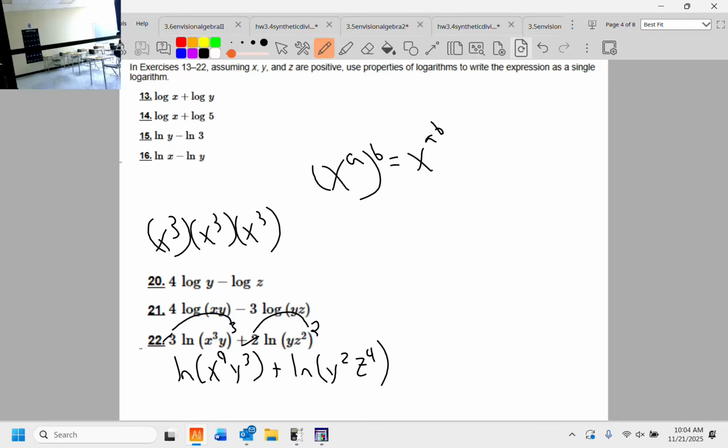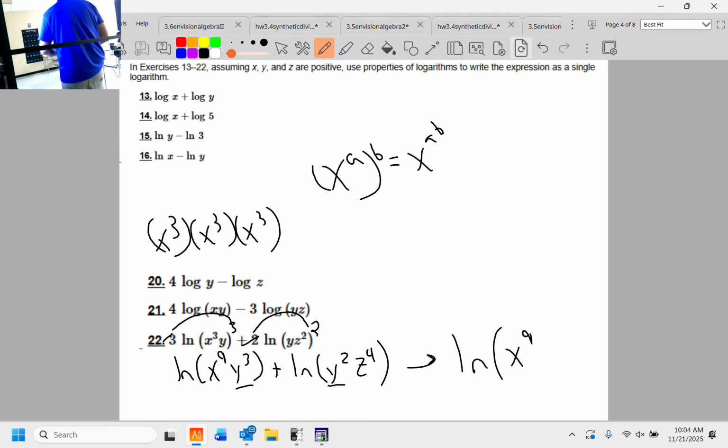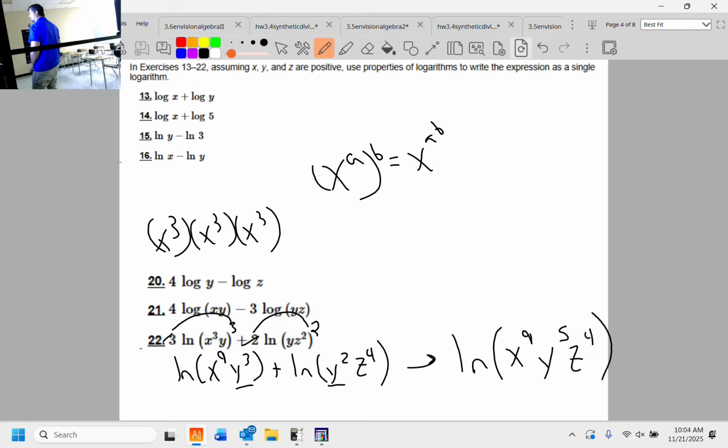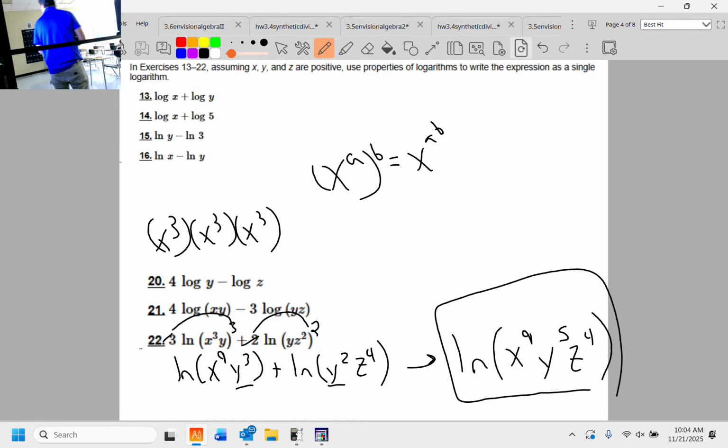Destiny, how do we join addition? Okay, what's addition? Multiplication, we multiply inside. Yes, ma'am. A single natural log comes out and it contains the product, right there, of x to the 9th. We do have a pair of like terms: we have a y cubed and a y squared, and now we add them. And then z to the 4th. And there she is, easy peasy lemon squeezy.